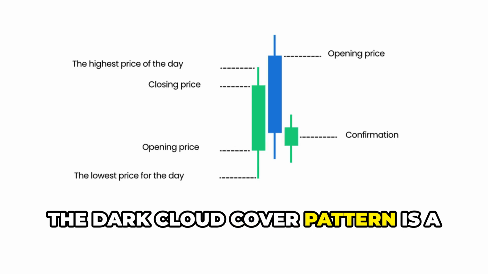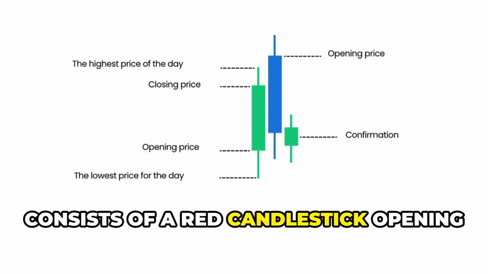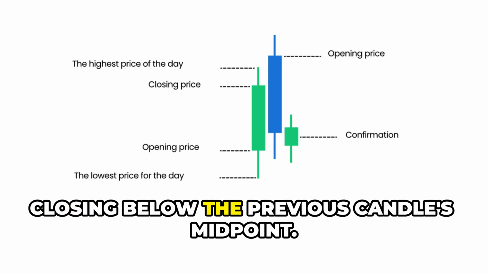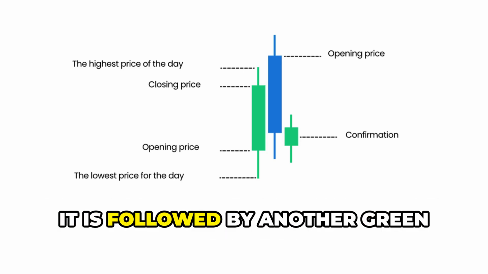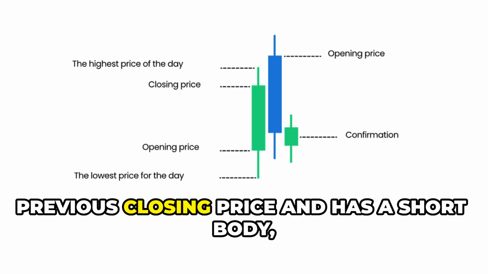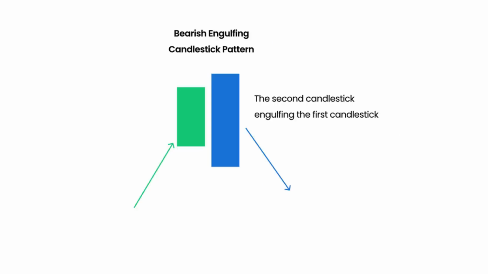The dark cloud cover pattern is a bearish candlestick pattern, and it consists of a red candlestick opening above the previous green candlestick and closing below the previous candle's midpoint. It is followed by another green candlestick that starts just above the previous closing price and has a short body, signaling that the market is witnessing a bearish reversal.